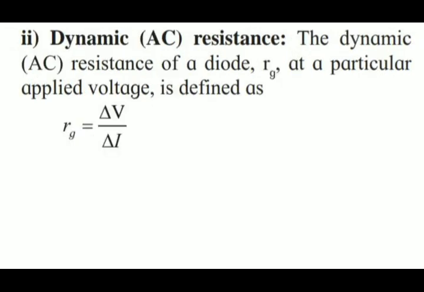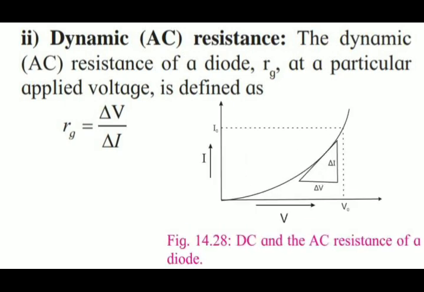Next to that we are having dynamic, that is AC resistance. The dynamic AC resistance of a diode, r_d, at a particular applied voltage is defined as r_d is equal to delta V upon delta I. The dynamic resistance of a diode depends on the operating voltage. It is the reciprocal of the slope of the characteristics at that point. Here you can see this graph shows how the DC and the AC resistance of a diode are found out.